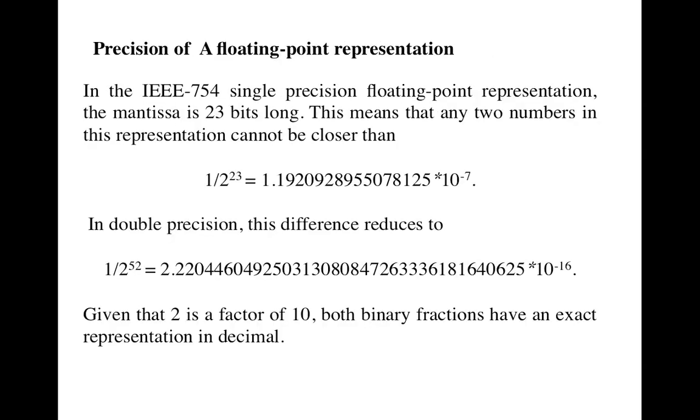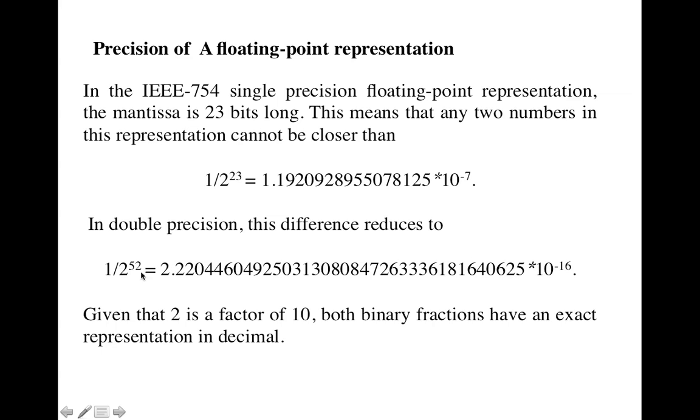One thing that needs to be mentioned about the precision is that when you, for example, look at single precision representation with 23 bits, the smallest number you can actually have would be 1 over 2 to the 23. And no 2 numbers can be closer together than this number would be. And that number is like 1 point, all these digits, times 10 to the minus 7. In double precision, this difference actually reduces to something much smaller. You can see that this has become 10 to the minus 16.